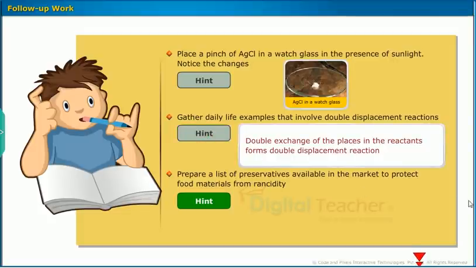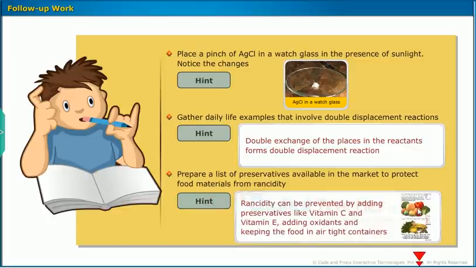Double exchange of the places in the reactants forms double displacement reaction. Rancidity can be prevented by adding preservatives like vitamin C and vitamin E, adding oxidants and keeping the food in airtight containers.